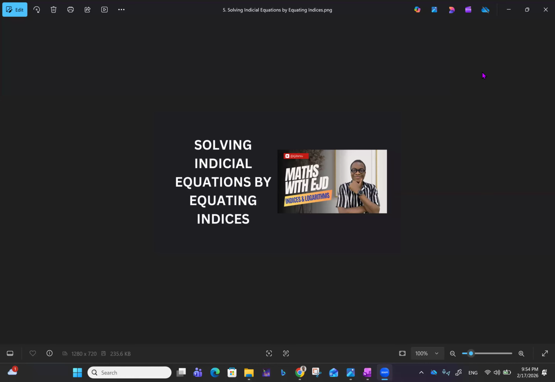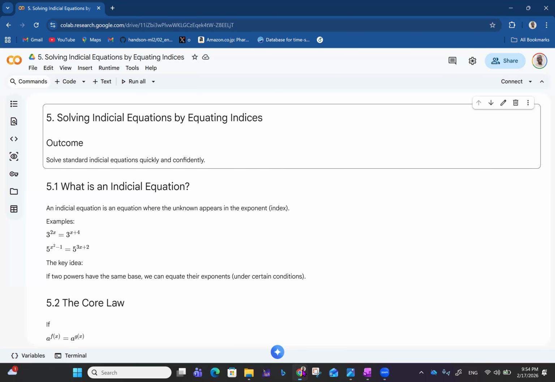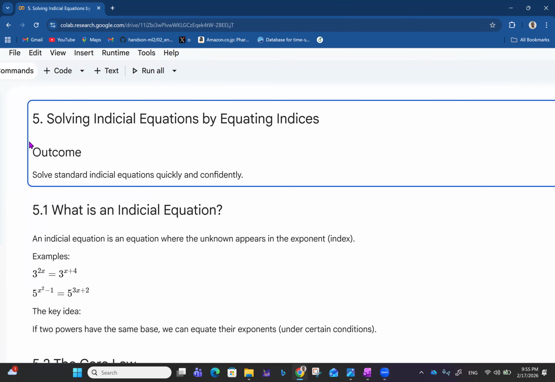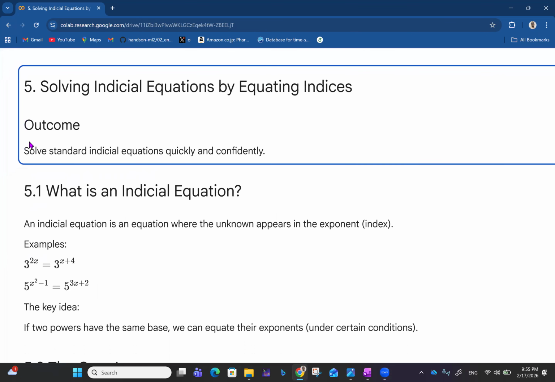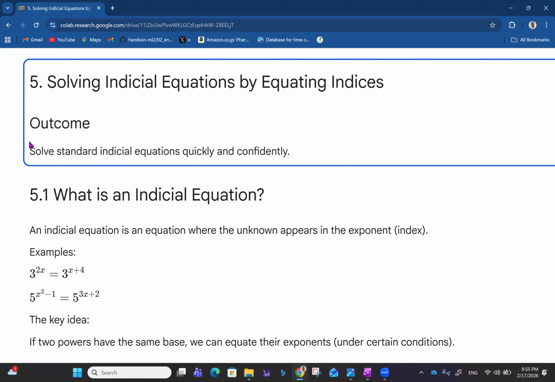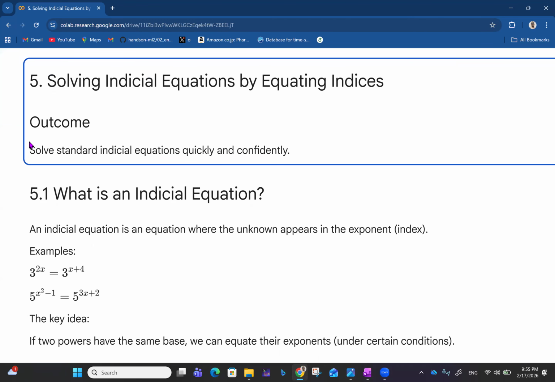In the next 6 videos, starting from this one, I'll be talking about indicial or exponential equations. And in this particular video, the focus is on solving indicial equations by equating indices. So we'll be looking at different methods by which we can solve exponential, or what we know as indicial equations. This is the most basic approach when we come across indicial equations. We try to equate indices, right? The learning outcome here is to be able to solve standard indicial equations quickly and confidently.